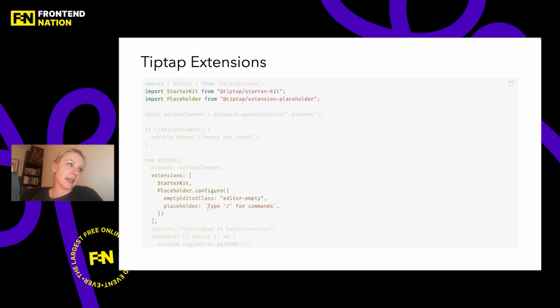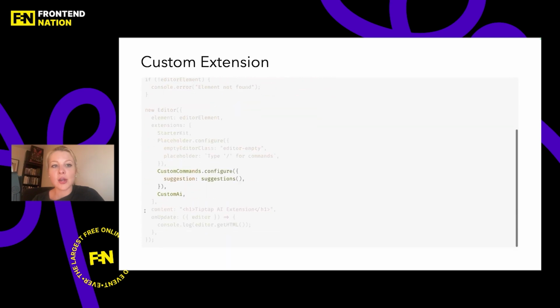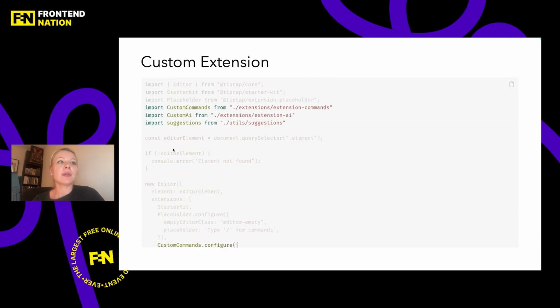And I can say I want to write "type / for commands" as a placeholder. And with that, we can also create, or install, our own custom extension. So I am importing 3 different files, which are not coming from Tiptap anymore, but from our own code base, which are custom commands, custom AI, and suggestions.